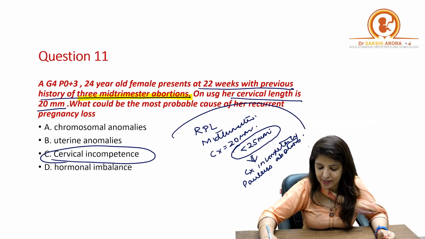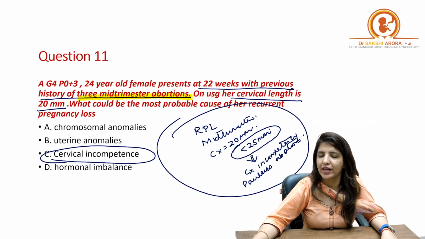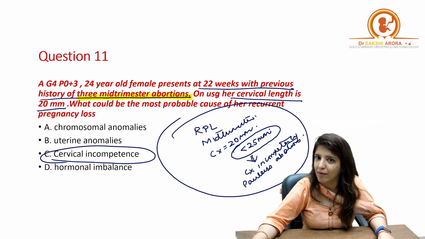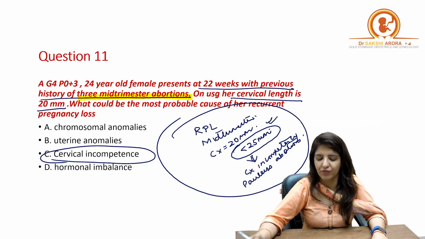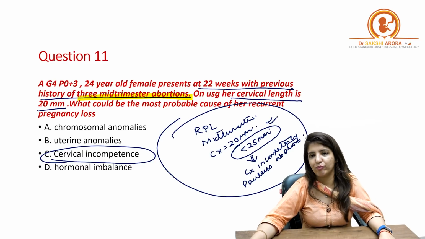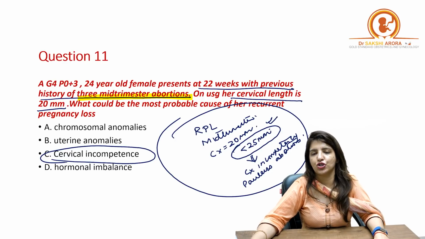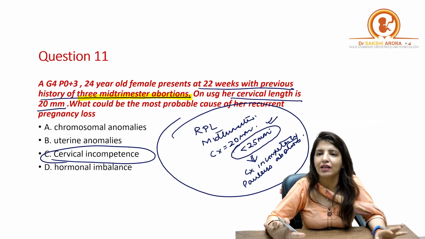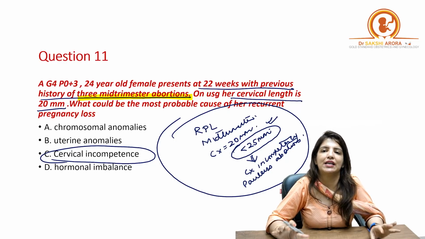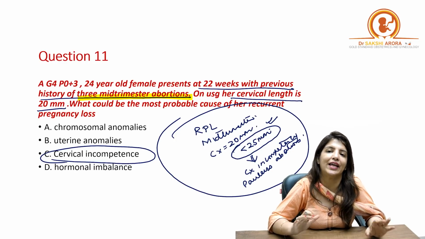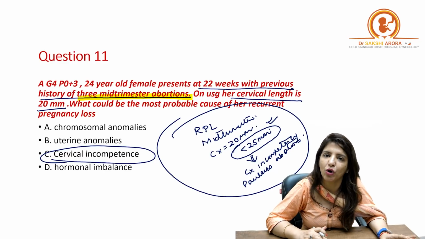So all these things, if you are getting recurrent pregnancy loss which are happening in mid-trimester and the length of the cervix is less than 25 millimeters and patient says that there is painless abortion, these are typical things which are going to tell you that the answer is cervical incompetence. Clear to all of you?